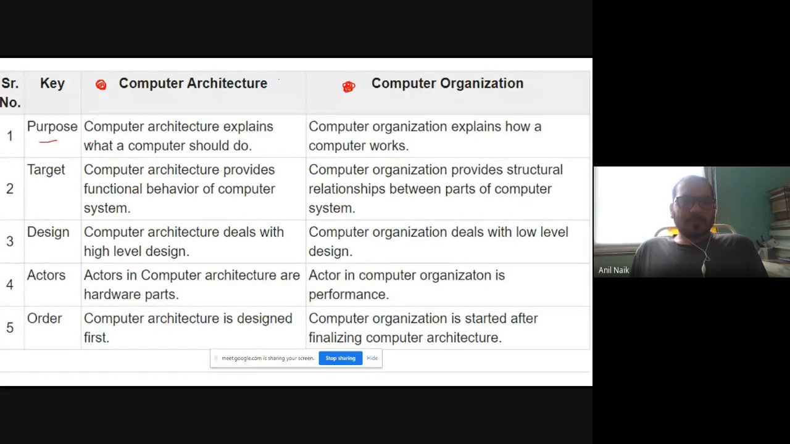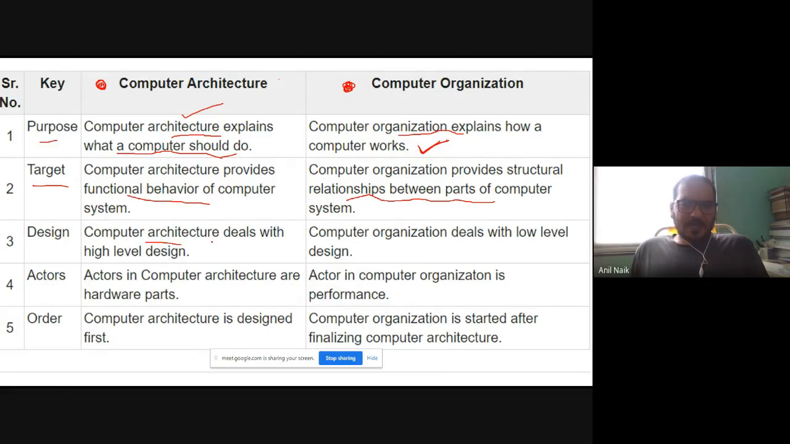So what is the purpose? Computer architecture explains what a computer should do. Architecture specifies what the computer should do. Computer organization explains how the computer works, how the different functional units and hardware components work. That is computer organization. So what is the target? Computer architecture provides the functional behavior of the computer system. So it specifies the relationship between the different parts of the computer system.